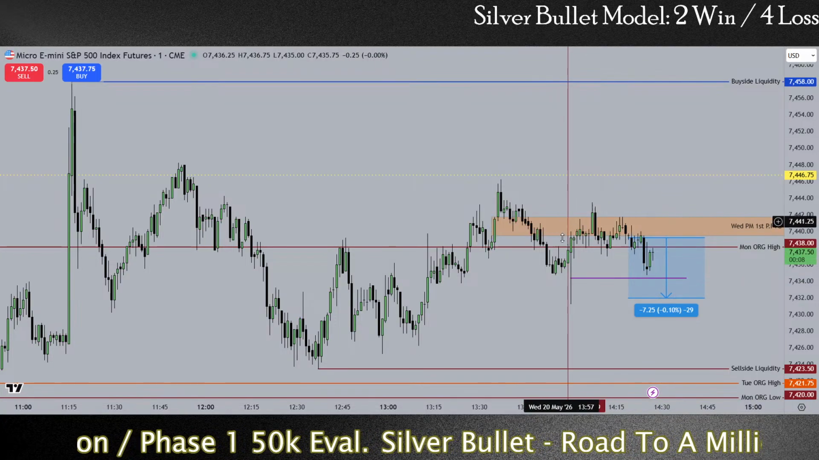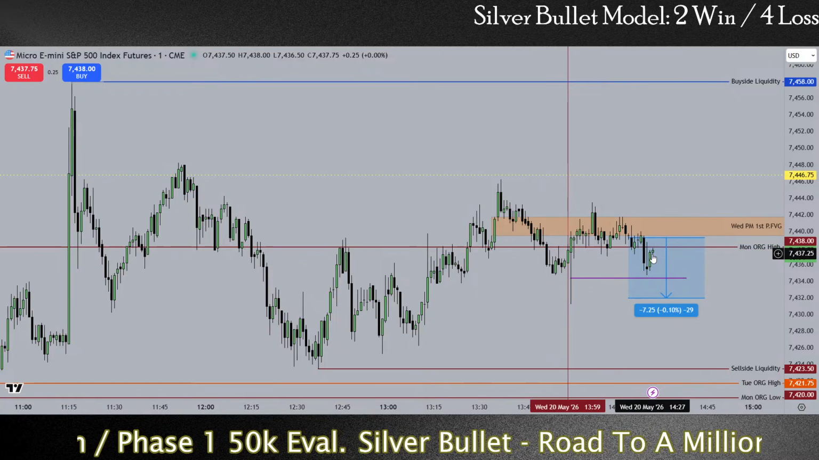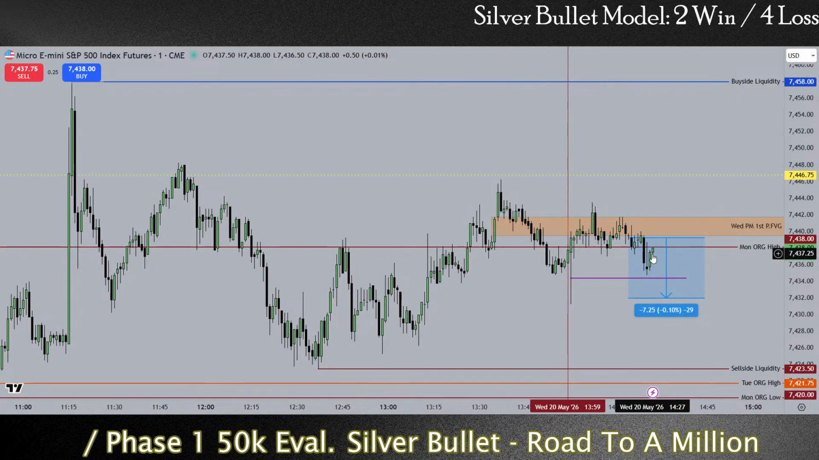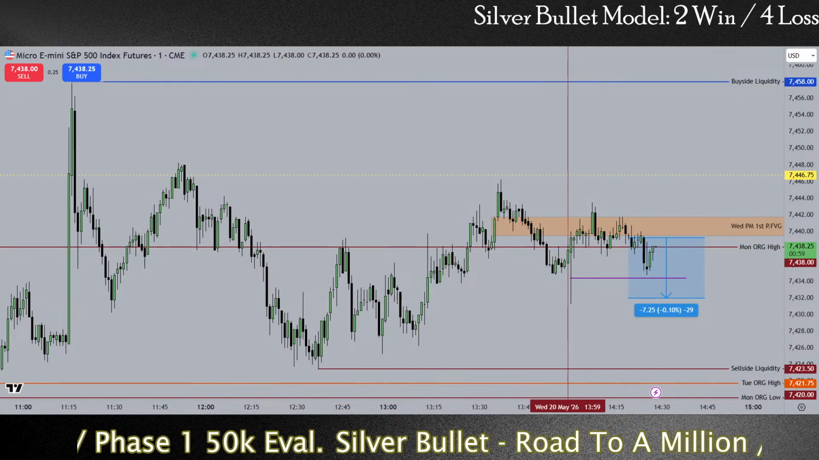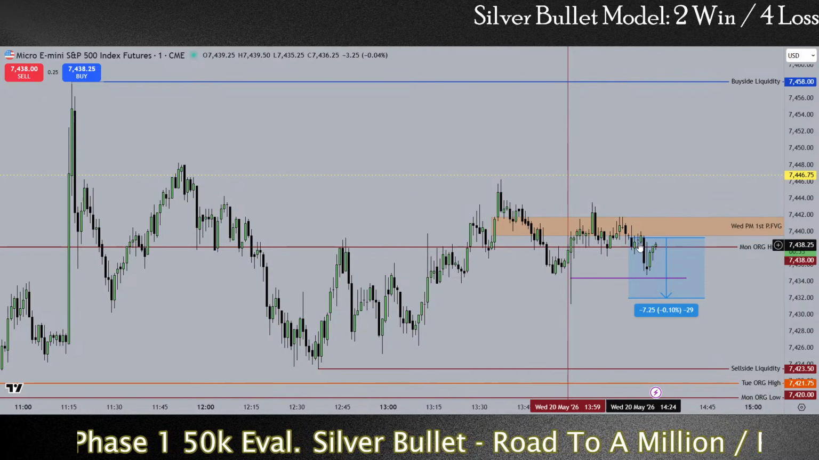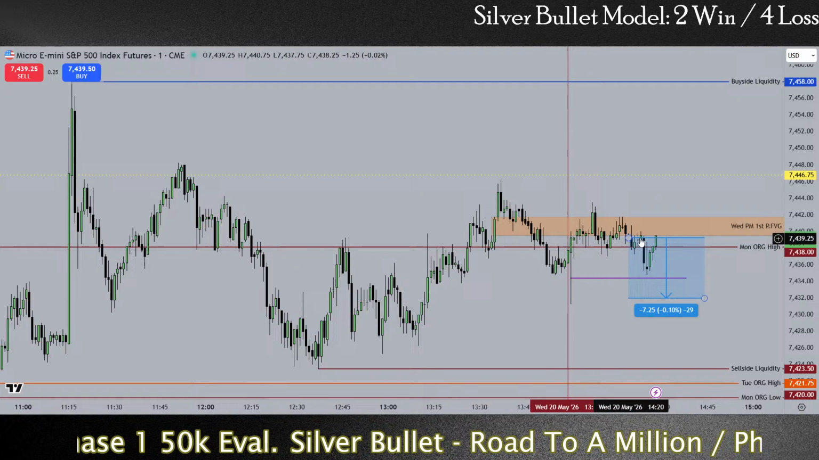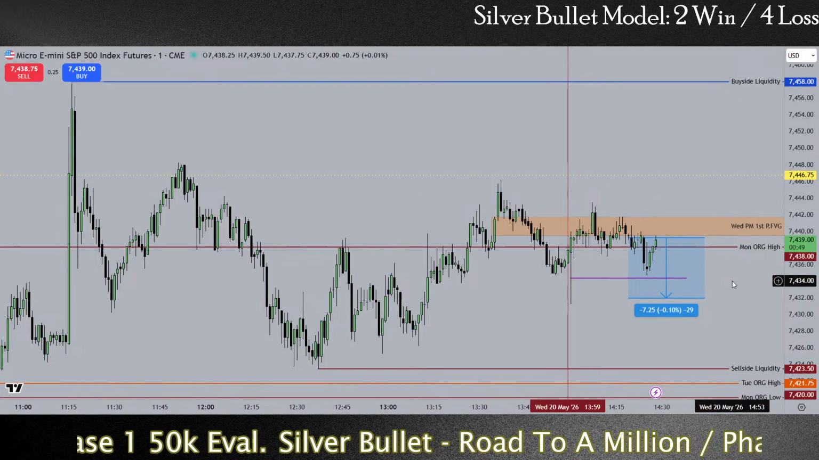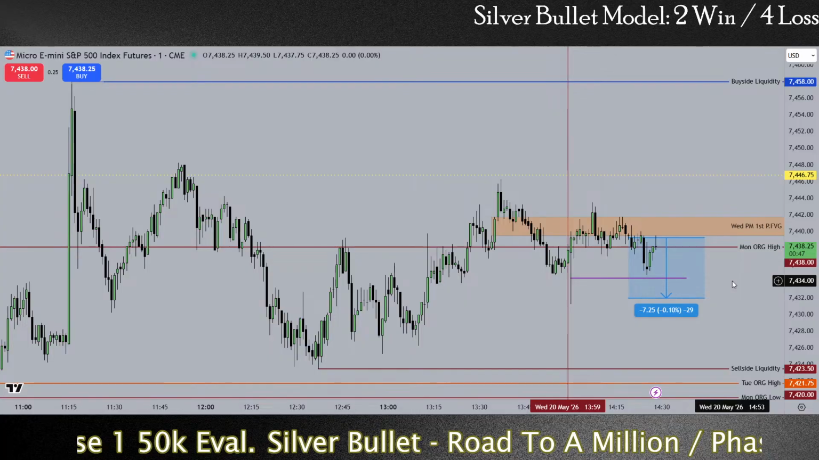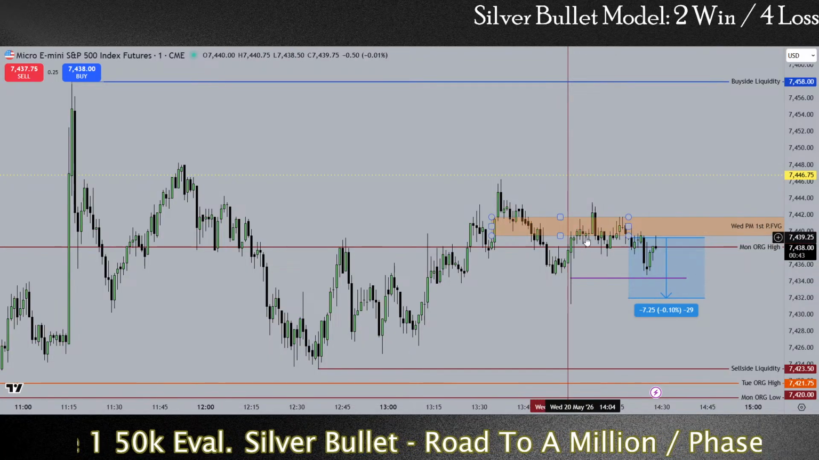Yeah, so far it looks like it's hard to do anything really from here, and we are almost half into this PM session Silver Bullet, and we have done literally nothing so far. No real fair value gap being formed also.